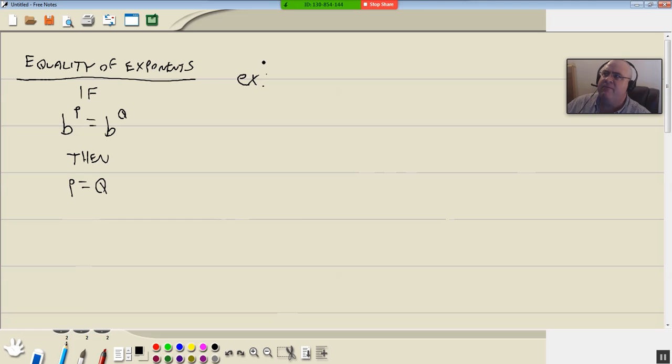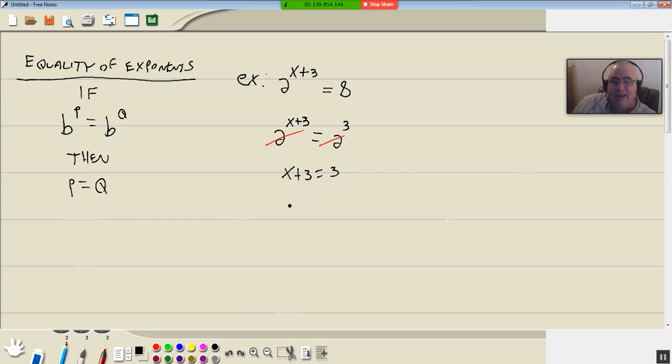Sometimes not so simple to get in the right form, though. Let's say I got 2 to the x plus 3 is equal to 8. Well, we start with our larger number. So start with the 8. And we're going to try to rewrite it as 2 to the power. Well, 8 is 2 to the third. Equality of exponents says if you can rewrite each of these as 2 to the power, then the 2 is going to cancel. And you set the exponents equal to each other. So we got x plus 3 is equal to 3. And then you solve for x. So take 3 over.